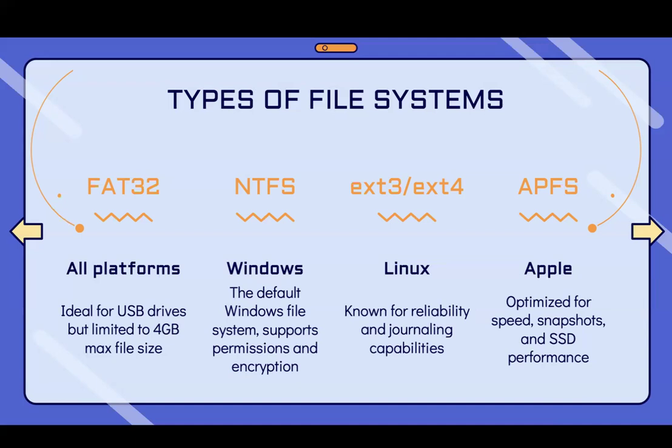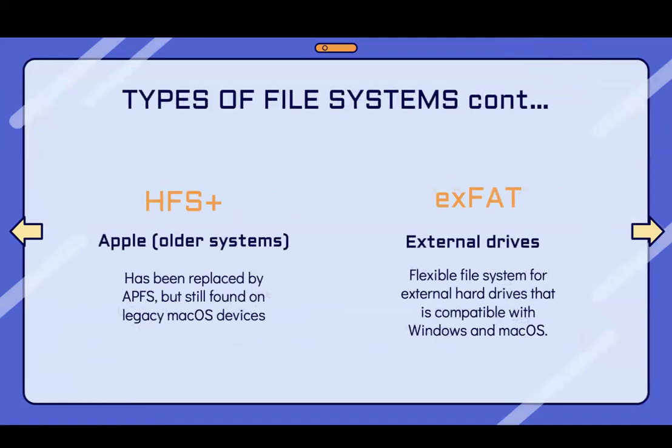Next is ext4, which is used on Linux operating systems because of its reliability and journaling capabilities. And then moving on to APFS, which is designed for Apple's newer devices because it's optimized for speed and solid-state drives. And then lastly are HFS Plus and exFAT. HFS Plus can be found on legacy Apple systems, and exFAT is commonly used for external drives because it supports large files and works with both Windows and Mac OS.